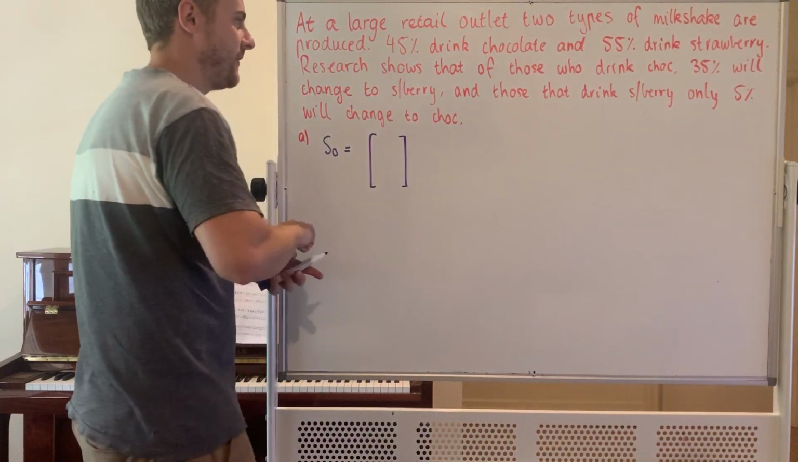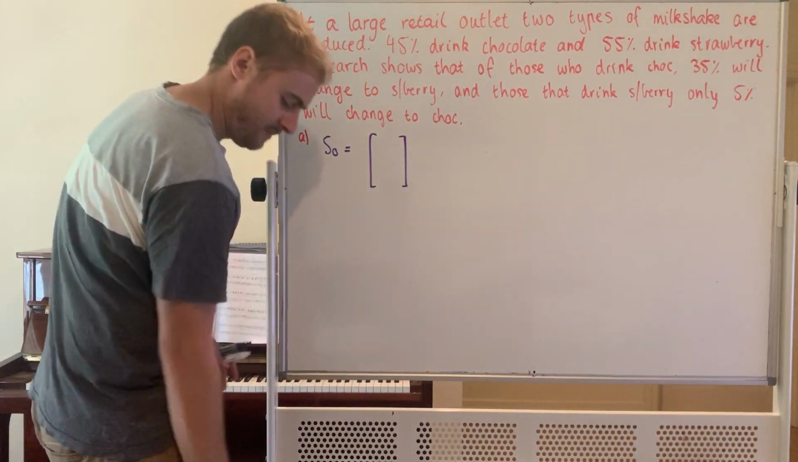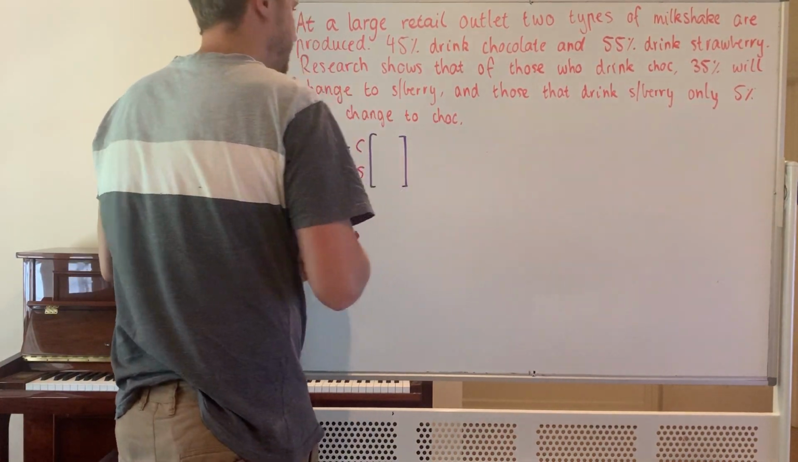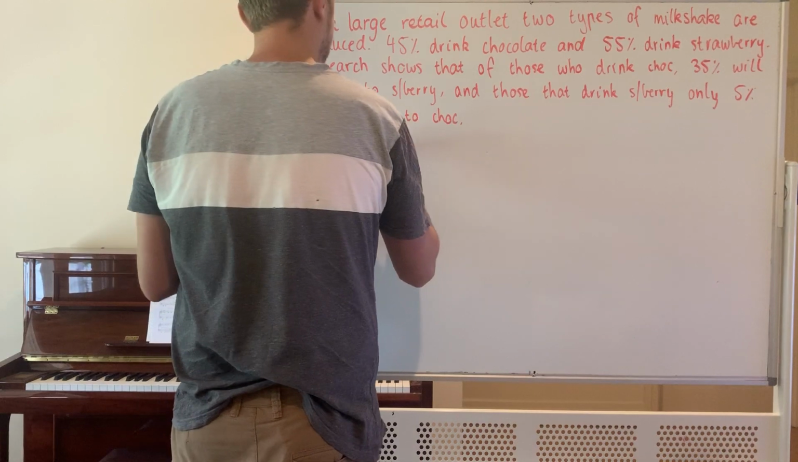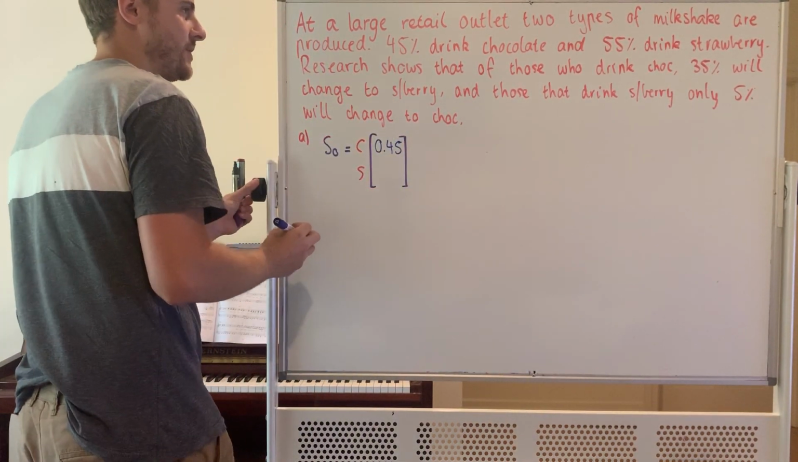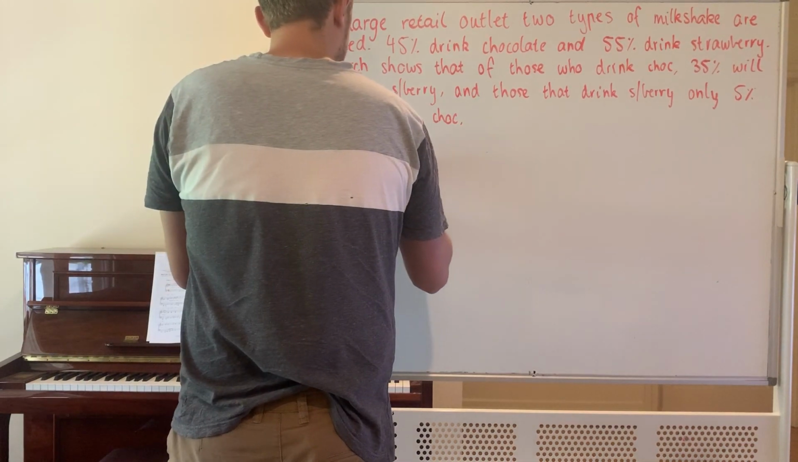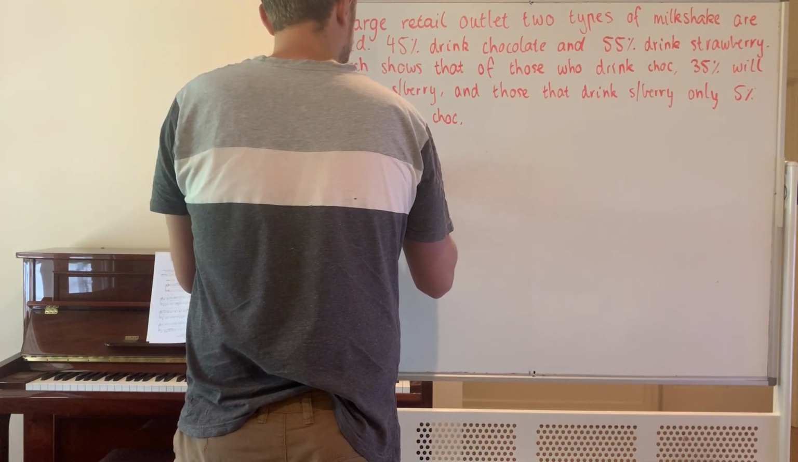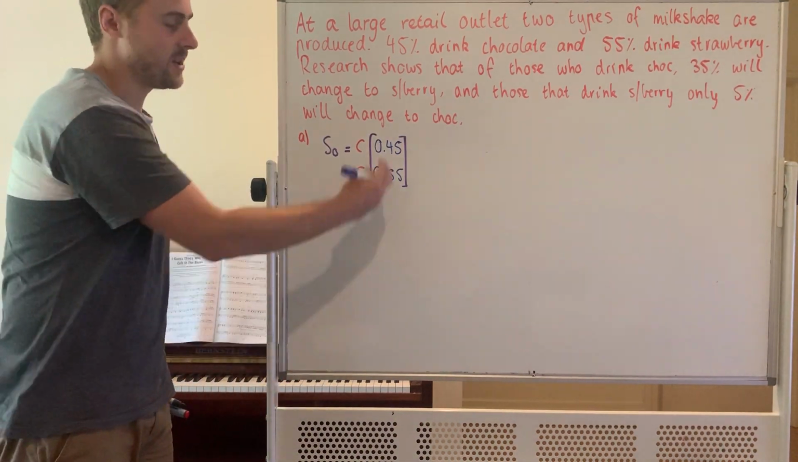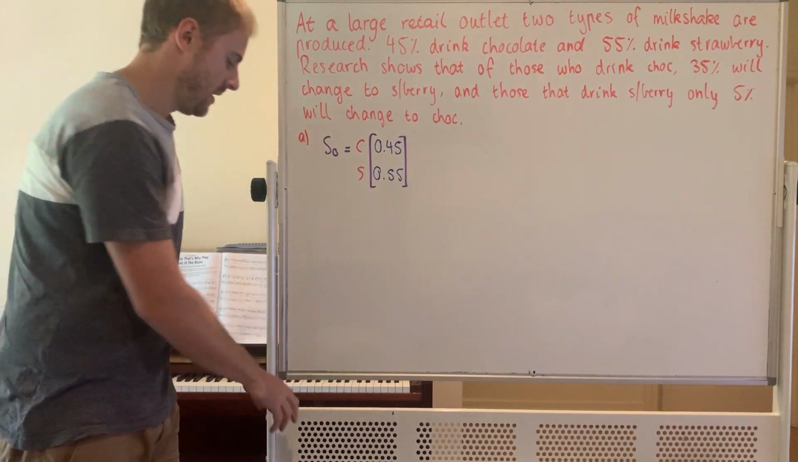Alright, so 45% of people drink chocolate. No, this must be a fake one because chocolate's much better than strawberry. And 55% drink strawberry. Again, that's percentages, so the column would have to add up to 1.